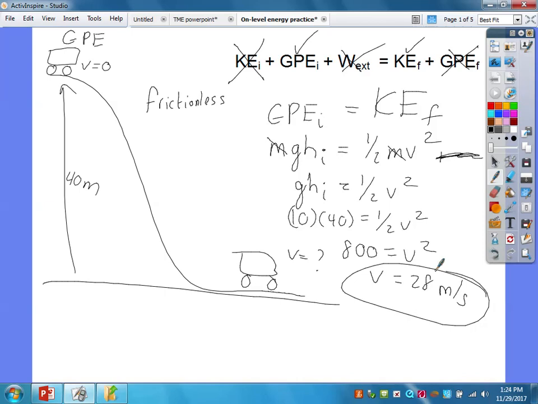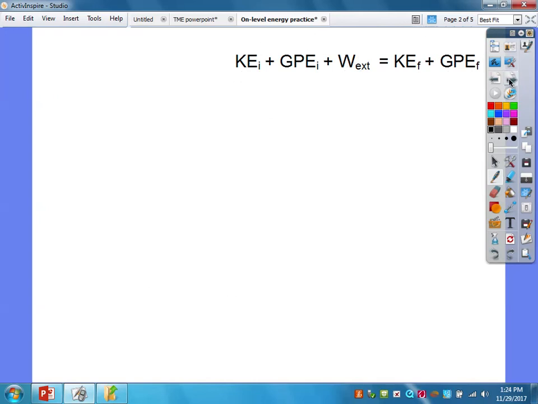One thing I always like to mention: because the mass gets canceled, and because it's frictionless, every object will be going 28 meters per second at the bottom of the ramp. It's the same idea that gravity is going to accelerate everything the same. So it doesn't matter if it's a mouse or an elephant sliding down this, they both will be going 28 meters per second by the bottom of the slide, as long as there's no friction. All right, let's look at a different problem.